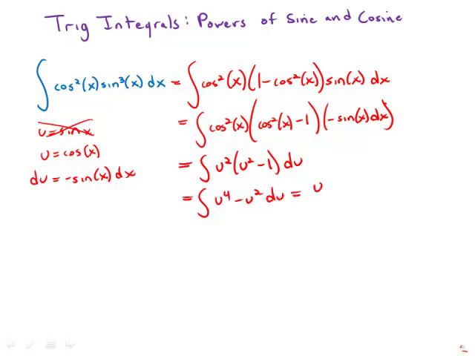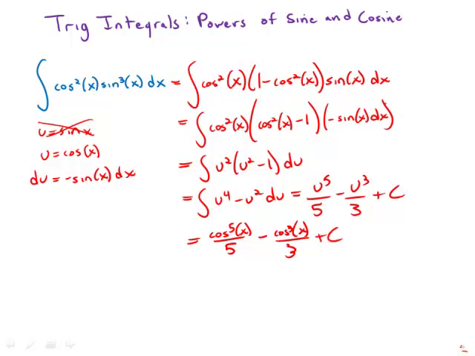Of course, this is u to the fifth over 5 minus u cubed over 3 plus c, which means our antiderivative would be cosine to the fifth of x over 5 minus cosine cubed x over 3 plus c.